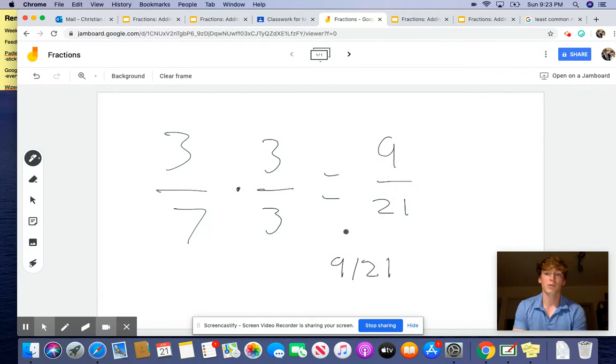Sometimes when you see it typed out like this, y'all freeze a little bit, but this is a fraction too. A number being divided by another number is always going to be a fraction. Division is fractions, pretty much.